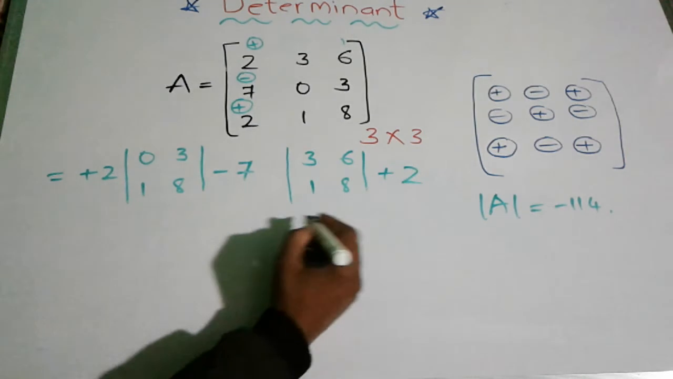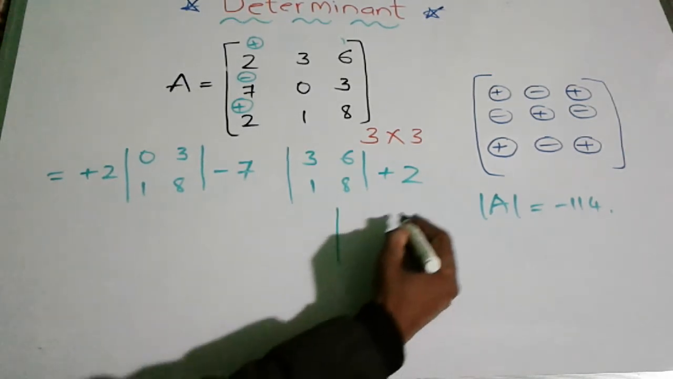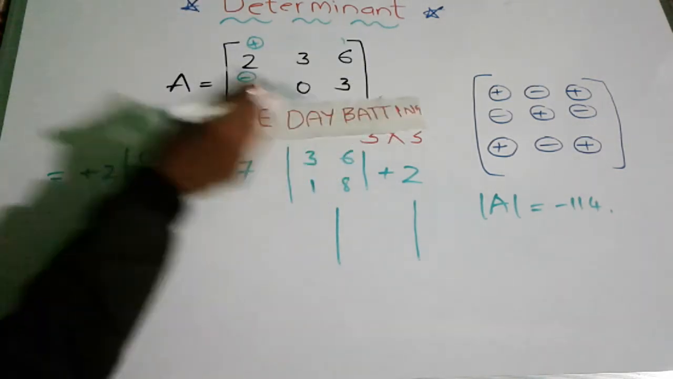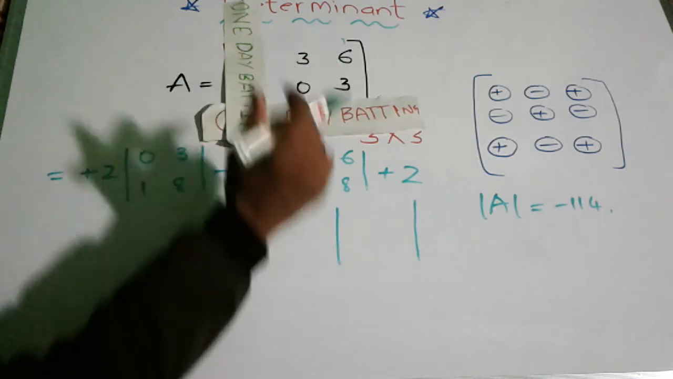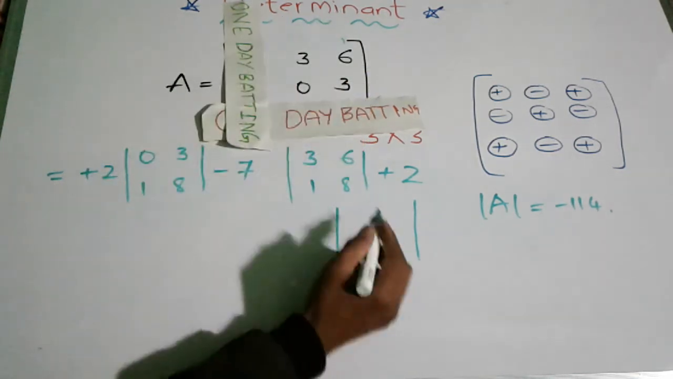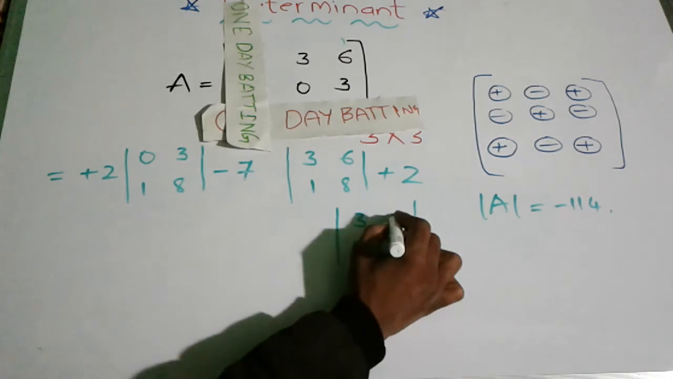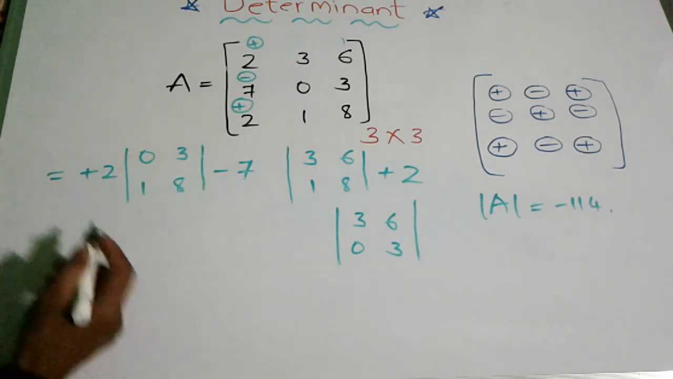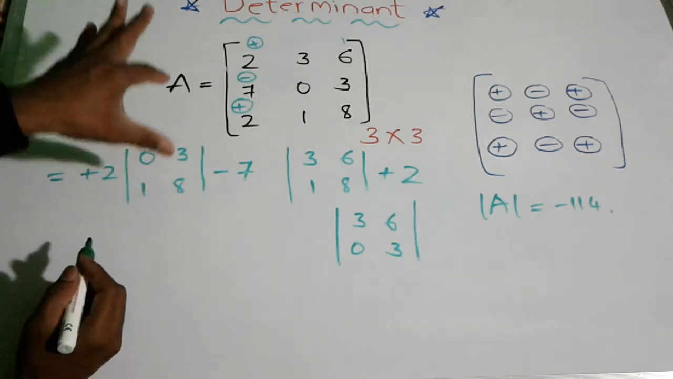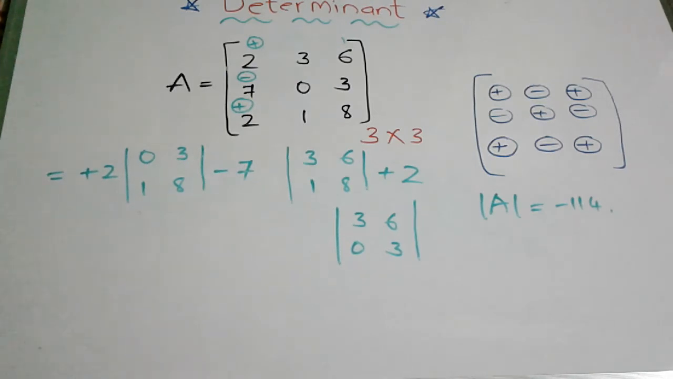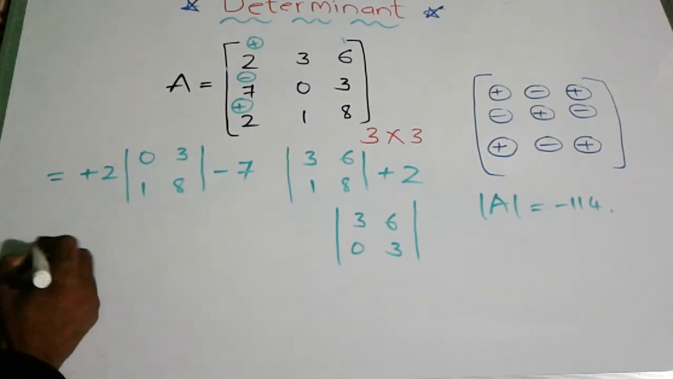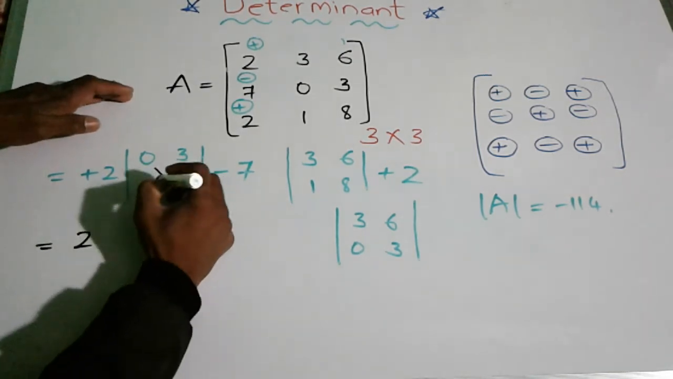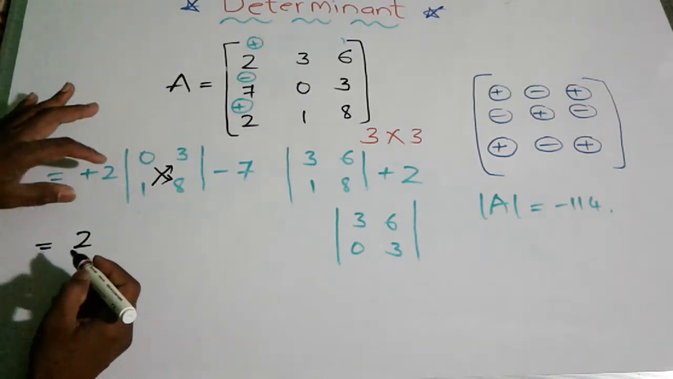So I am taking 2, and writing elements here. First of all we hide this row and column elements. Then we get 3, 0, 6, 3. Now we have to find the determinant values of this 2 by 2 matrix. So for that I am doing 2. Here we multiply in this way minus in this way.